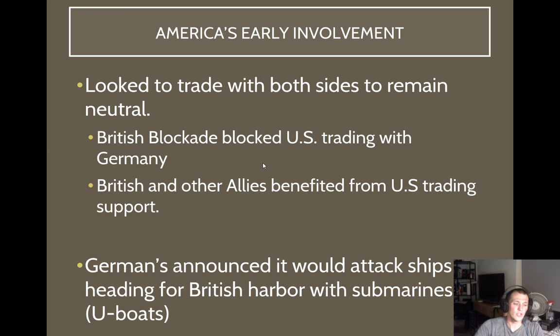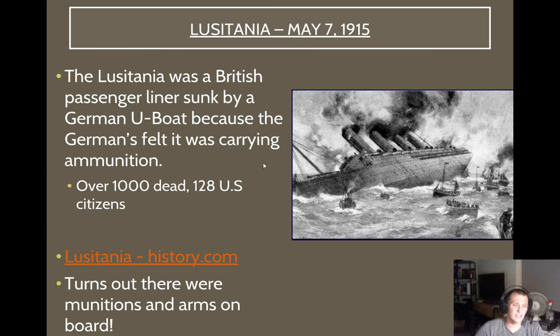So the Germans start attacking ships, right, that are bringing things to the war effort. The Lusitania is going to be one of them, right? It's this famous passenger liner that gets sunk by a German U-boat. It's a British passenger liner. 128 American citizens are on board.